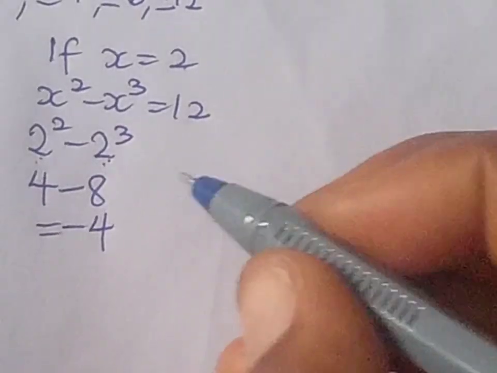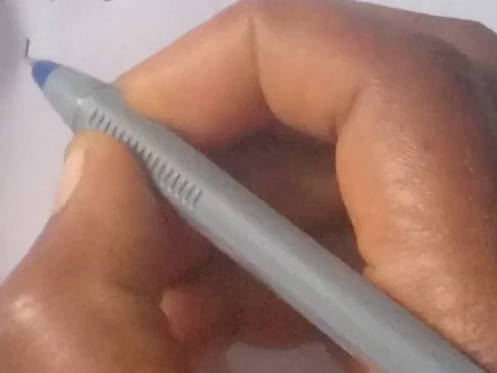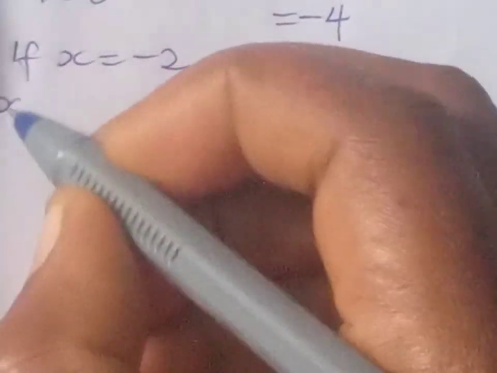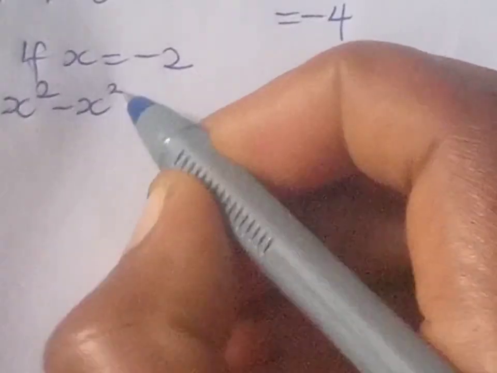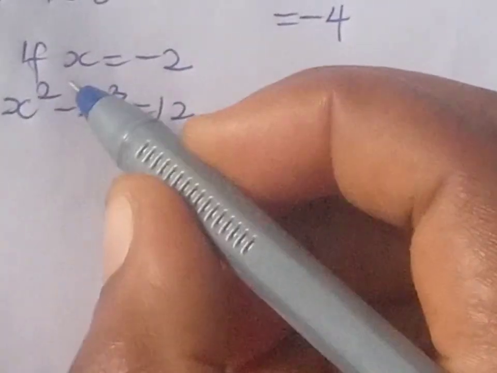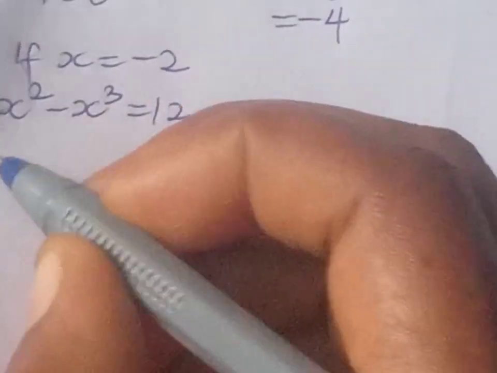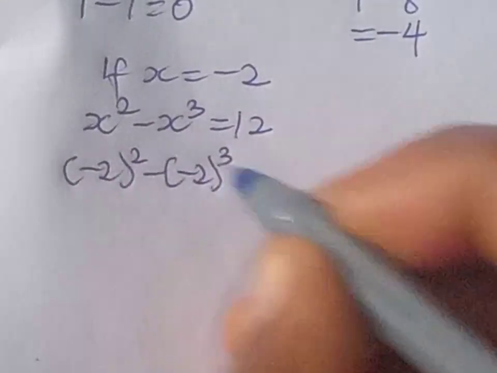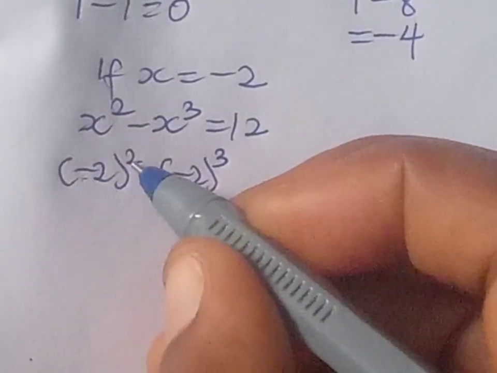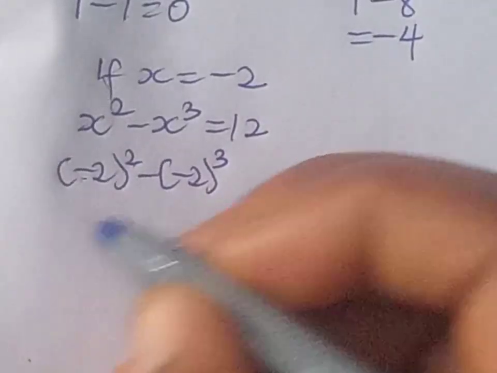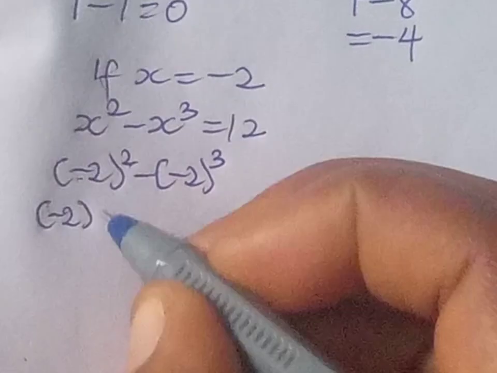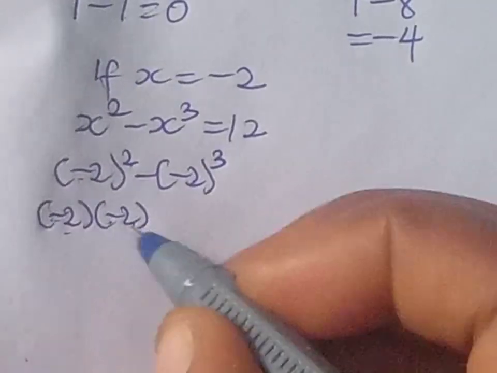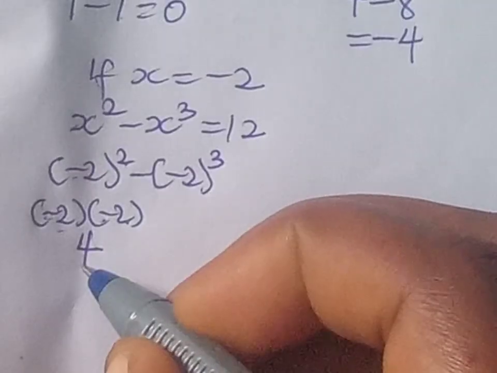Let's try if x equals minus 2. If x equals minus 2, our equation again, x squared minus x cubed equals 12, where x equals minus 2. So we have minus 2 squared minus minus 2 cubed. Minus 2 times minus 2 will give us what? Minus times minus is plus. 2 times 2 is 4. So minus 2 squared will give us 4.